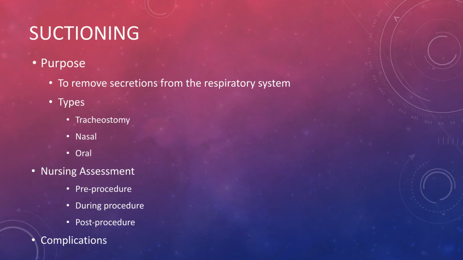Chest tubes are inserted for continuous drainage of blood, fluid, or air from the pleural cavity or to instill medications. Indications include pneumothorax and hemothorax.